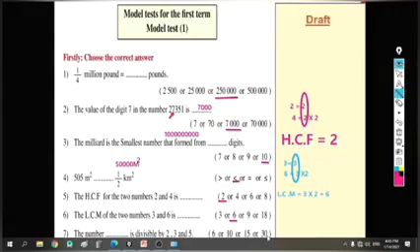Number 30. 30 is an even number, divisible by 2. The sum of its digits is 3, which is divisible by 3. The unit's digit is 0, and 0 is divisible by 5. So 30 is the right answer.